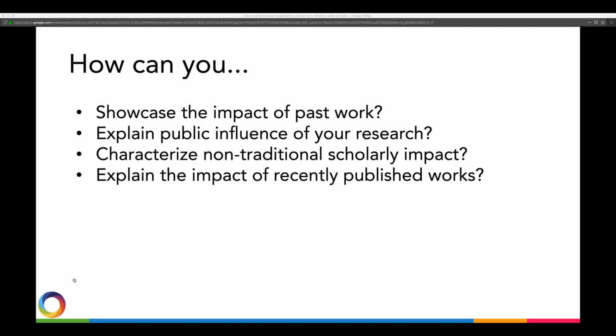So with that in mind, we have a few questions. How can you, in your narrative, in your references that you also typically submit with a grant application, showcase the impact of your past work? And how can you explain the public influence of your research? How might you characterize the non-traditional scholarly impact of your work beyond just being cited? And how can you explain the impact of recently published works? So the answer to all of these, as you might guess, is of course Altmetrics.